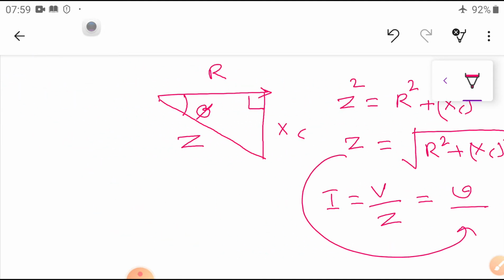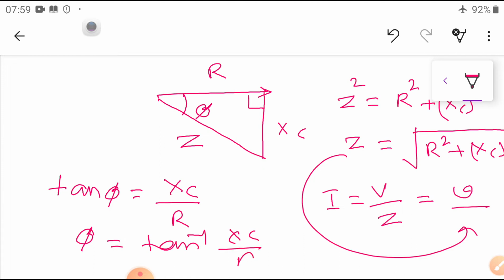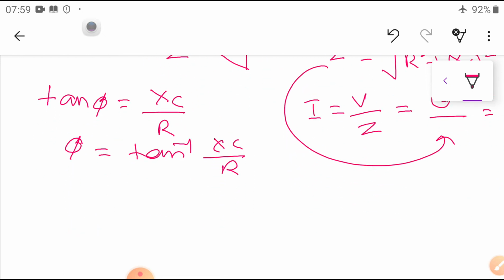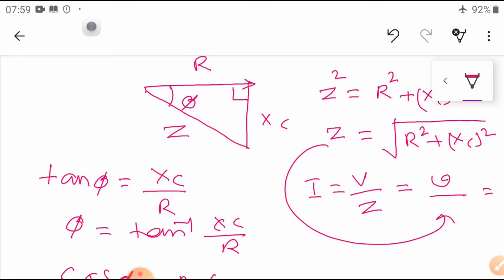Then the phase angle is required. What is the phase angle here? So tan phi. Tan phi is equal to, what is the opposite? XC by R. So we are going to get it. From this, phi is equal to tan inverse of XC by R. If you know phi, I can calculate cos phi, so I can note the power factor. Or I can find it from my impedance triangle. What is this one?